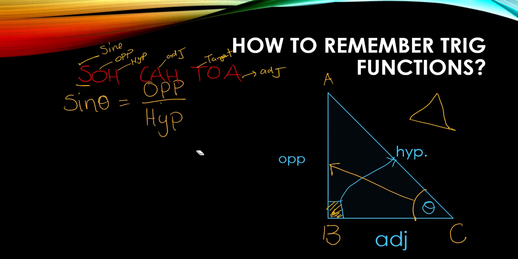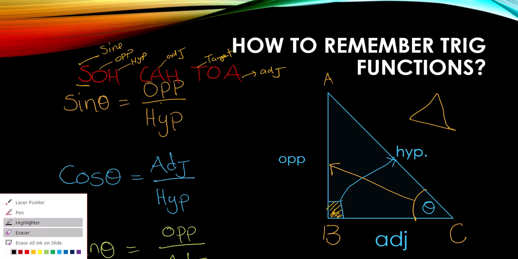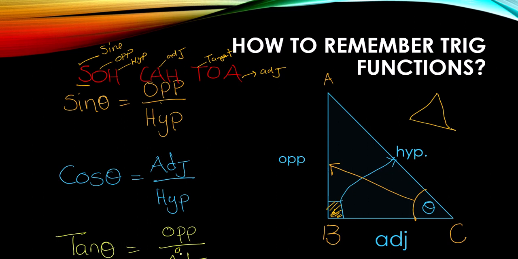Alright. Okay. So your SOH, it's sine theta equal opposite over hypotenuse. Cosine is adjacent over hypotenuse. Just put a line, write that in a division form. Tan theta equal opposite over adjacent. Okay, so SOH CAH TOA one more time.